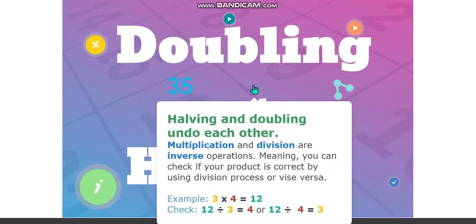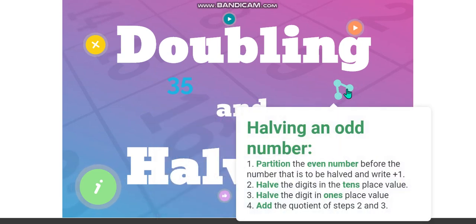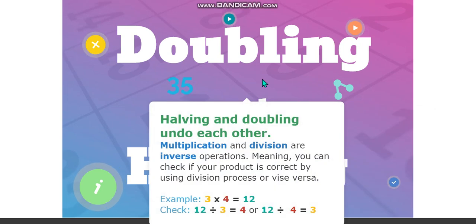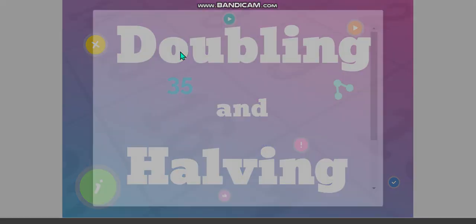Okay, let's go to our halving an odd number. So first we partition the even number before the number that is to be halved and write plus 1. Okay, later you will see how this one is going to be done. Next, half the tens place value, same thing as the one we did in doubles, half the ones place value, and then we add the quotient. Okay, so let's watch this one.